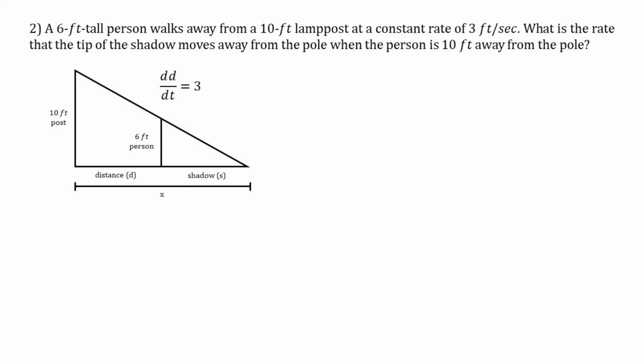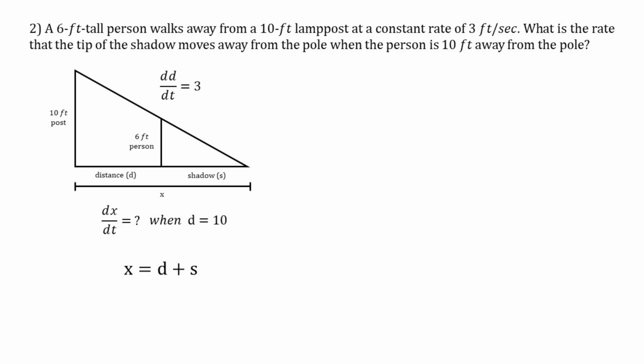Let d be the distance between the person and the lamppost, s be the length of the shadow, and x be the distance between the tip of the shadow and the pole. That is, x is equal to d plus s. We need to find dx/dt when d is 10.